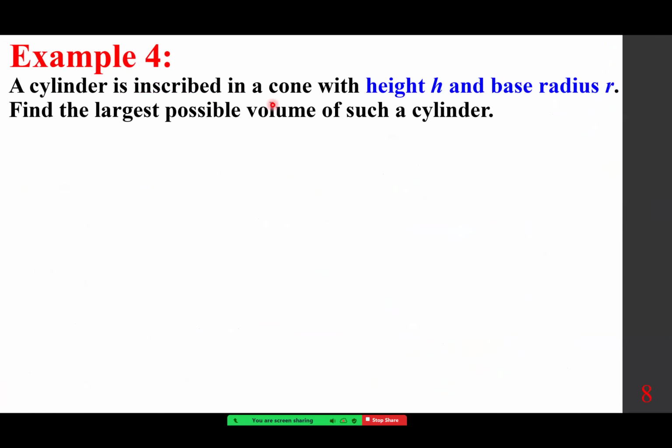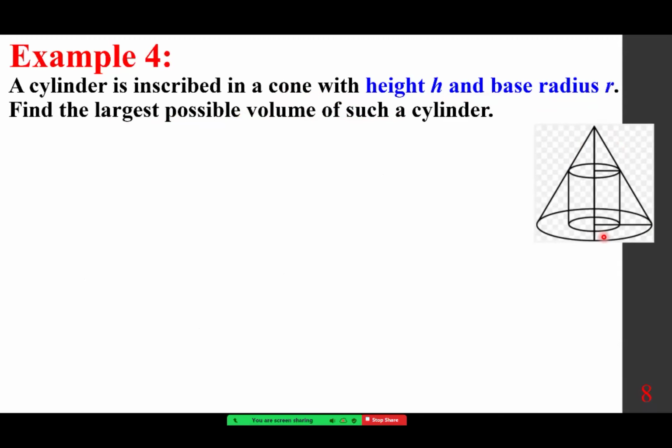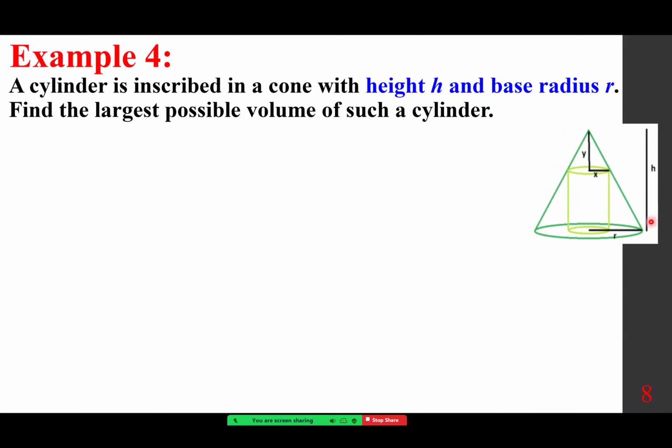A cylinder is inscribed in a cone with height h and base radius r. Find the largest possible volume of such a cylinder. So here's a cone with a fixed height and radius, and here's some cylindrical shape that is inscribed in there. So let's define our variables. This is the height, which is fixed for the cone. This is the radius, which is again fixed for the cone.